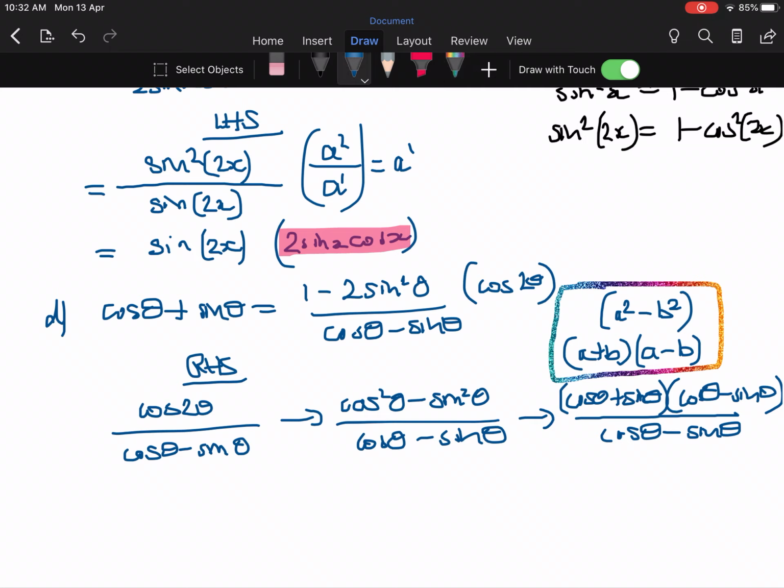And then what can you do with your brackets? You can cancel out the numerator here with the denominator here, which therefore leaves you the left hand side, cos theta plus sine theta. So I have shown that my identity is proved.